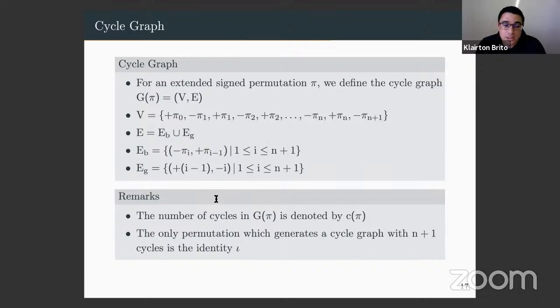For the set of edges, we have black edges and gray edges. The black edges correspond to the adjacencies in the source permutation, and the gray edges correspond to the adjacencies in the target permutation, which is the identity permutation. Each vertex in this graph has degree 2, with 1 black edge and 1 gray edge, so it is always possible to find a cycle decomposition with alternating edge colors. The total number of cycles in this graph is denoted by c of pi, and the only permutation which generates a cycle graph with n plus 1 cycles is the identity permutation.